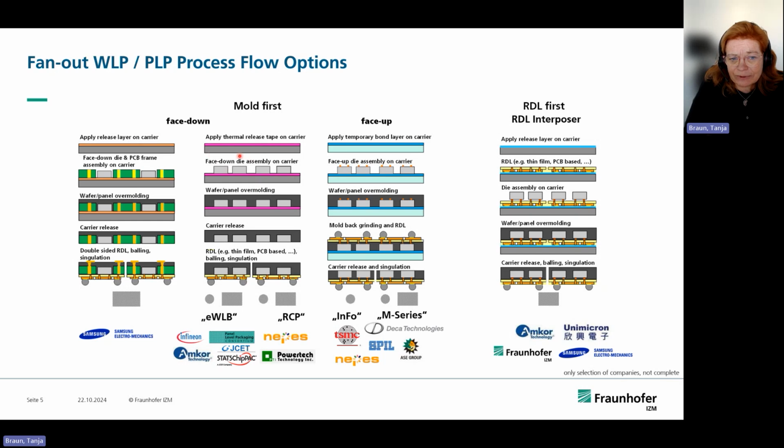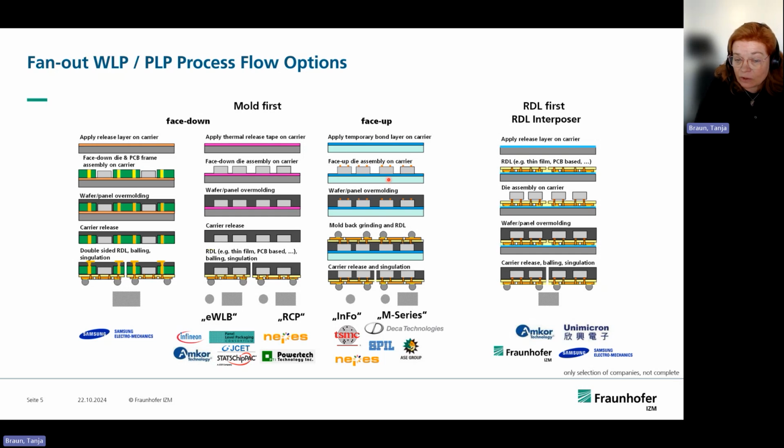You have a carrier with a release tape, you place chips face down on that, you do overmolding in a large wafer or panel format, you have a temperature step for carrier release, and then you can build up an RDL on top. So, and you already see there is no interposer involved, or the RDL in the end is the routing layer, is the interposer here.